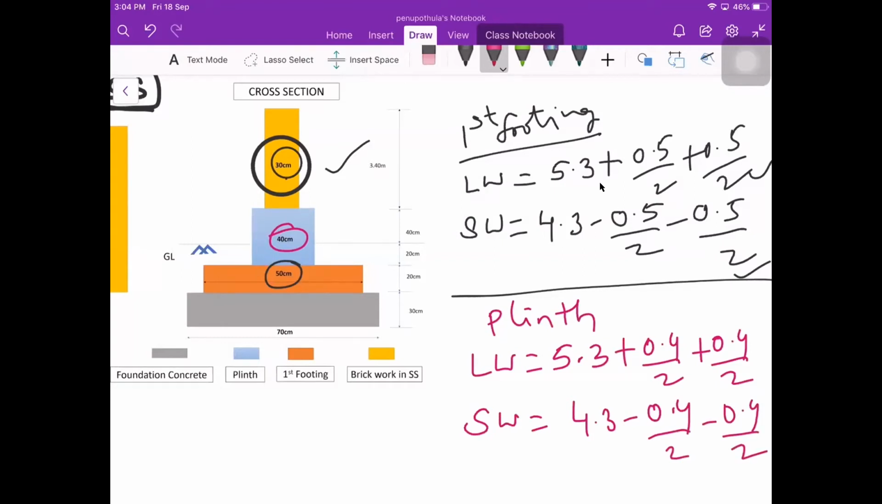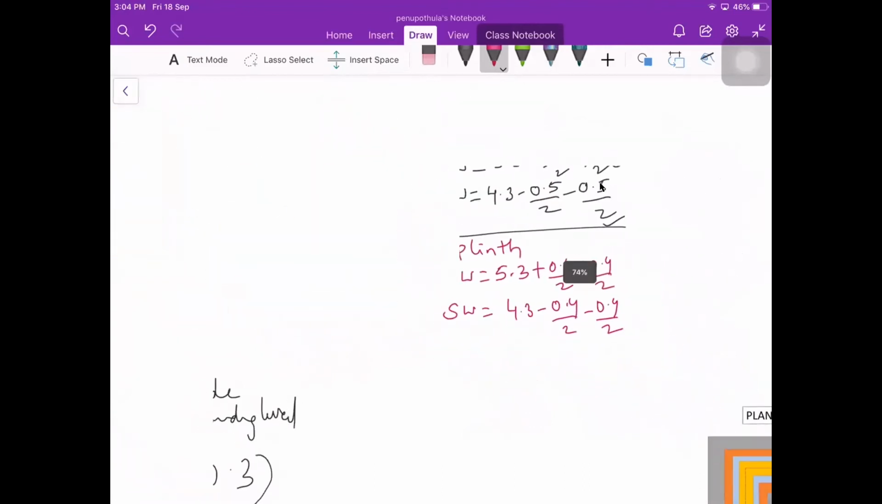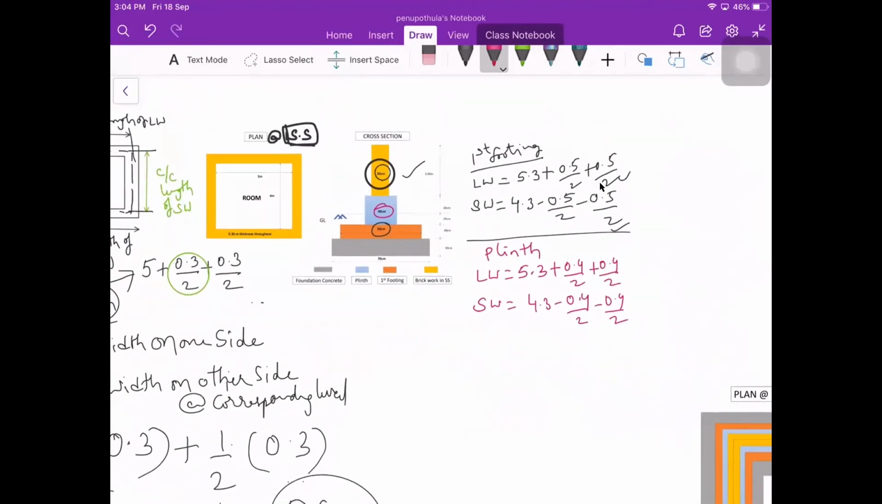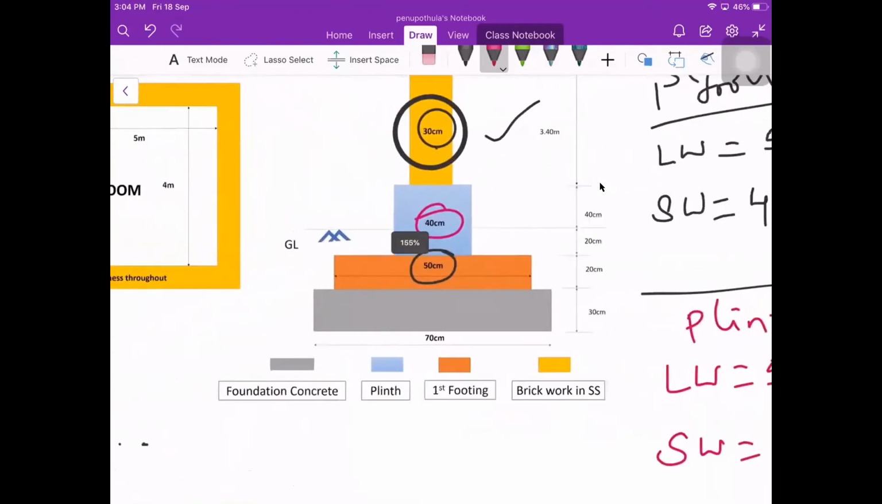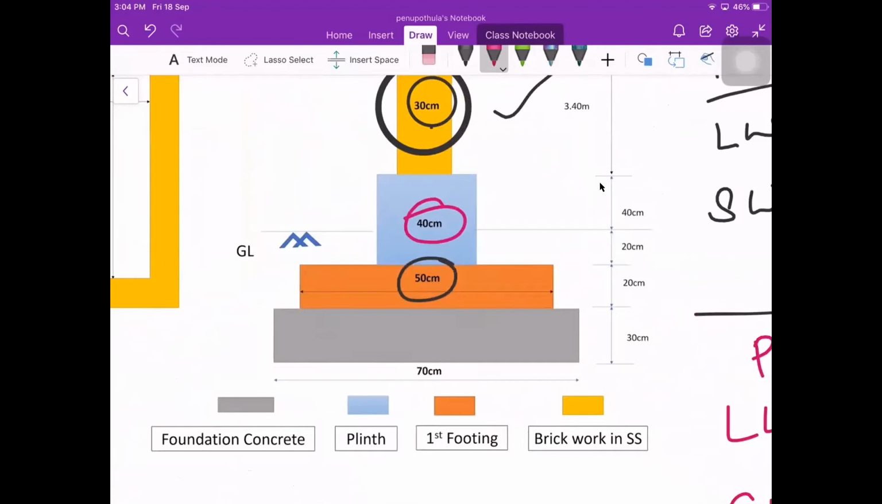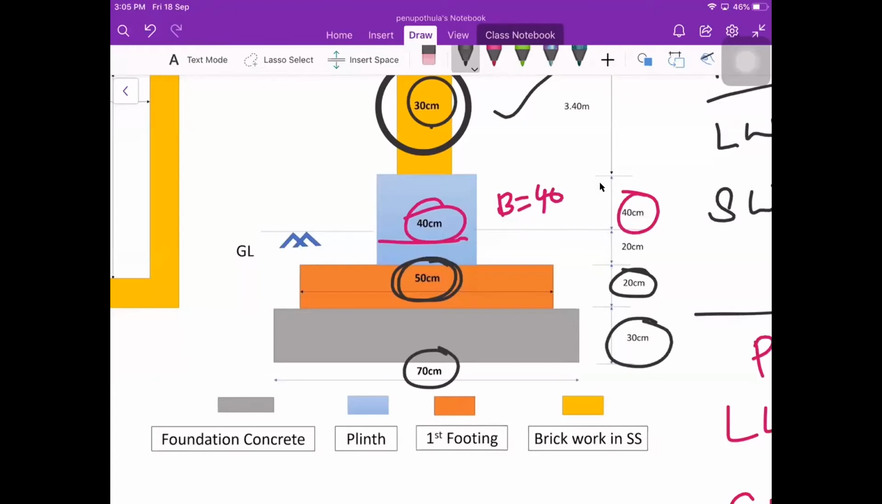Okay, so these are various things which we need to know for the calculation of the length part. Breadth and height can be easily obtained from the cross section. If I want you to find out the breadth and height of the plinth, breadth B is equal to 40, or 0.4 meters. Height is 40. So it is very easy. Next, coming to the first footing, the width is 50 centimeters or 0.5 meters. Height is 20 or 0.2 meters. Done. Foundation concrete width is 70 centimeters and height is 30 centimeters.